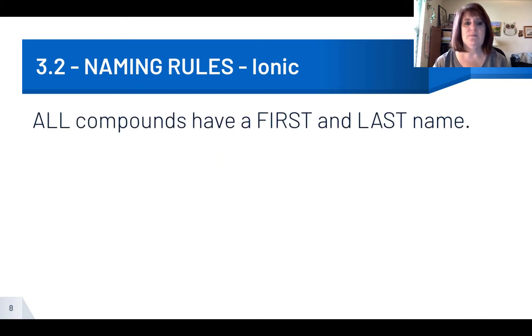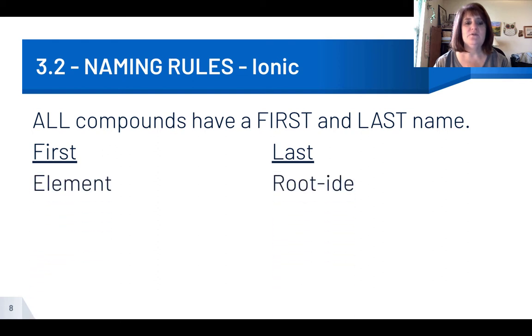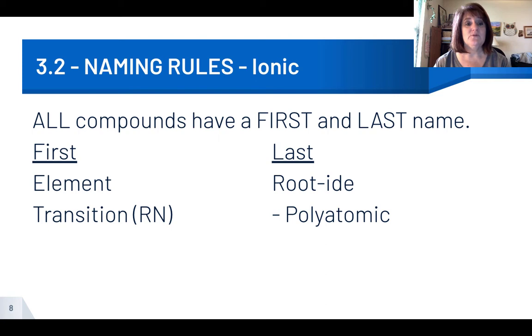3.2 was on naming. Ionic. First of all names, all compounds have a first name and a last name. The first name could be an element, a transition metal with a Roman numeral, or a positive polyatomic. The last name follows the root-ide system or is the negative polyatomic name.